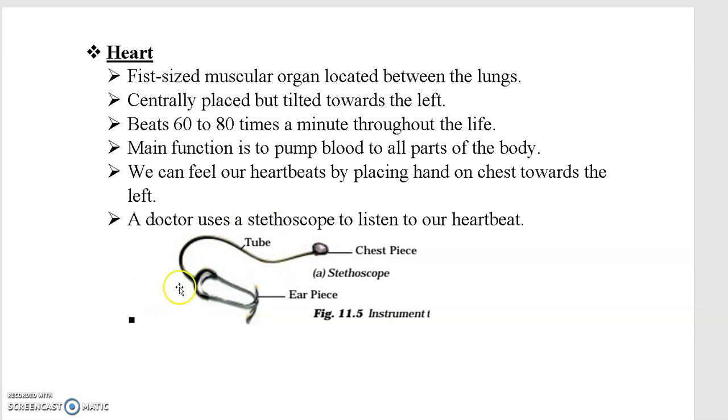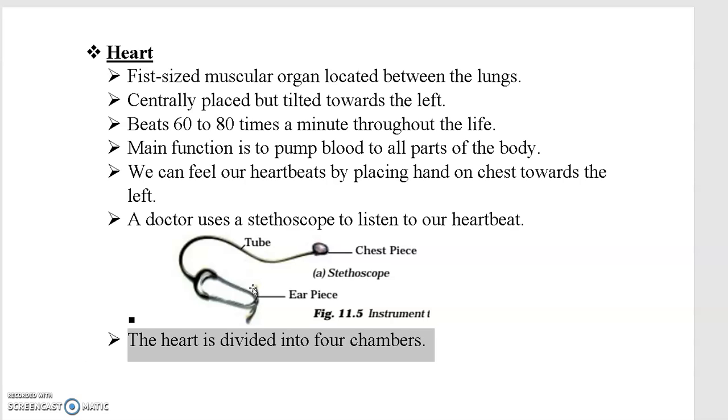Now, this is the stethoscope. This medical device is the stethoscope. This is the tube. This is the chest piece, which the doctor puts on your chest. Then this is the earpiece. With this, the doctor can hear our heartbeats and understand if anything is wrong.